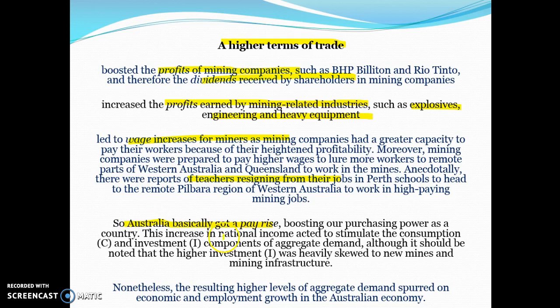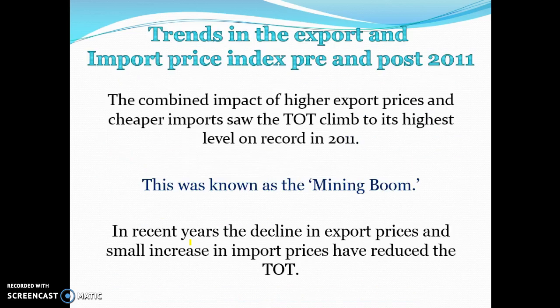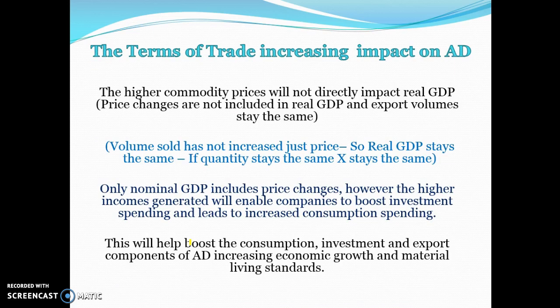Our purchasing power increased, national incomes increased, and that led to consumption and investment spending booming throughout the economy. And that spurred aggregate demand. So when you're talking about the impact on aggregate demand, the higher commodity prices don't actually change real GDP in the sense that export volumes stay the same. So the quantity doesn't change, it's just the price. So the value of X actually stays the same because there's no increase in quantity. Nominal GDP will increase because that takes into account the increase in price, but real GDP generally doesn't change much.